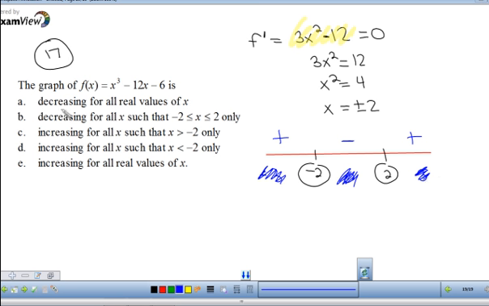Okay. So it says it's decreasing for all real values. That's not true because I have some places where it's increasing. It's decreasing for all x such that from -2 to 2 only. That's true. It's increasing such that x is greater than -2. No, it has to be less than. It's increasing for x is less than -2 only. It is increasing for x is less than -2, but it's also increasing for x is greater than 2. So the only answer is B.